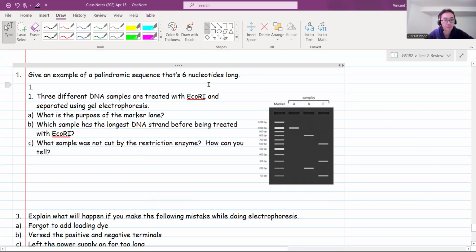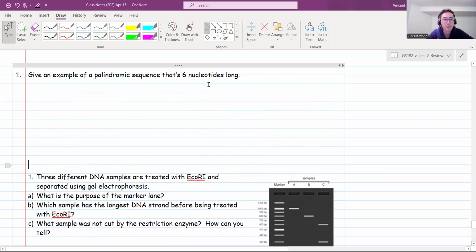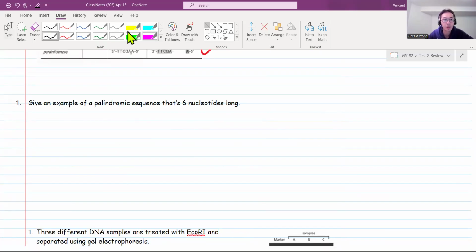Okay, doesn't matter. Give an example of a palindromic sequence that's 6 nucleotides long. So if it's 6 nucleotides long, you just make up any 3. Okay, so like TAC, and then you copy it backwards on the other strand. And then you use complementary rules to figure out the rest. So T goes with A, and then you just copy it backwards again.